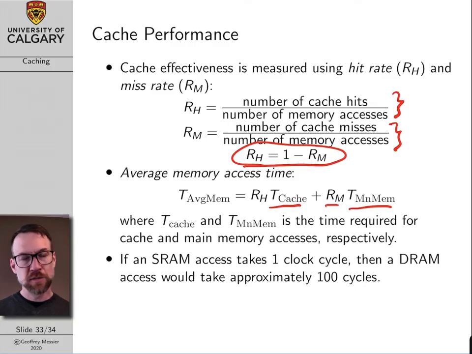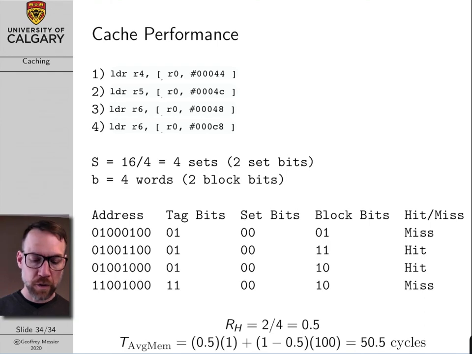And in this class, we'll measure these times in terms of clock cycles. We know from the start of the lecture that an SRAM access takes approximately 1 clock cycle to complete, and a DRAM access would take perhaps 100 cycles. And so let's just do a quick example here.